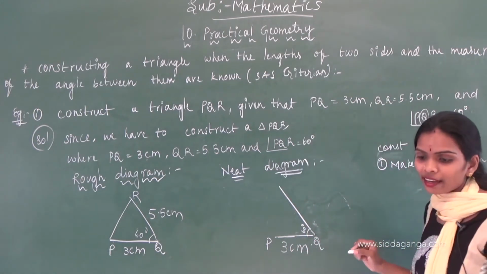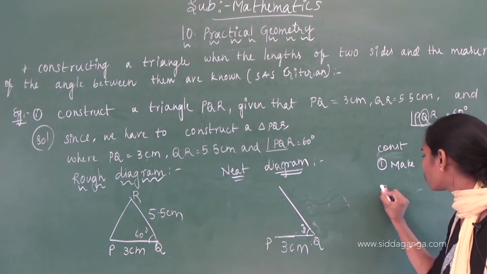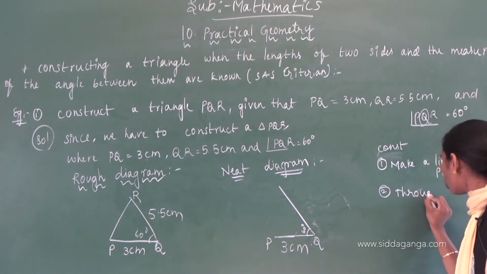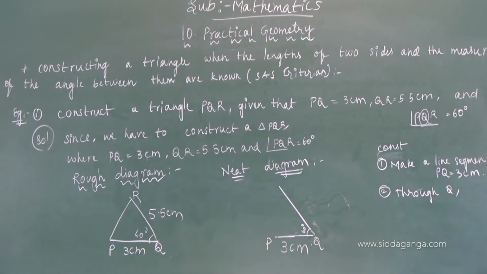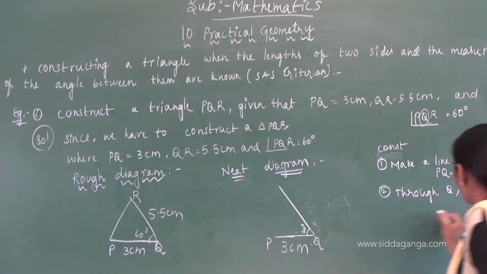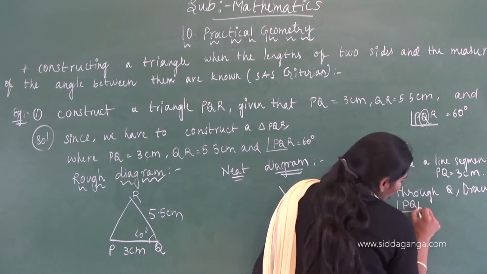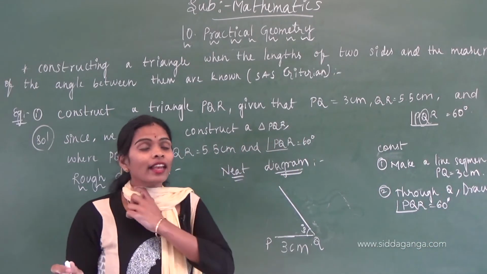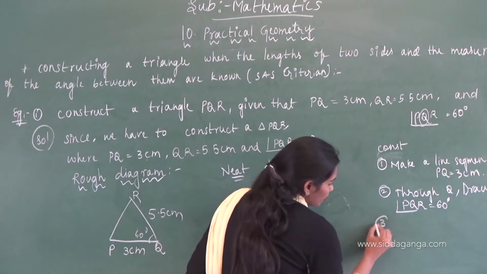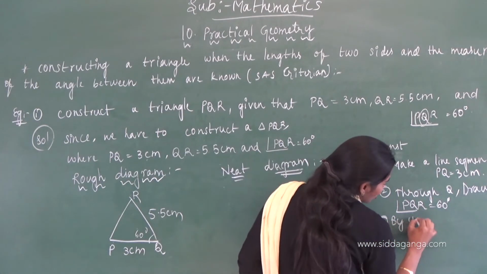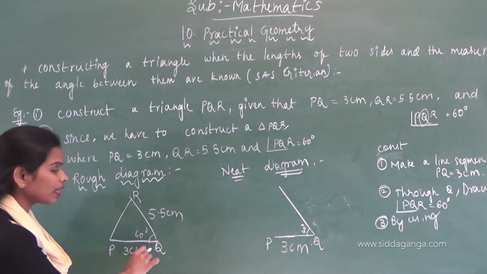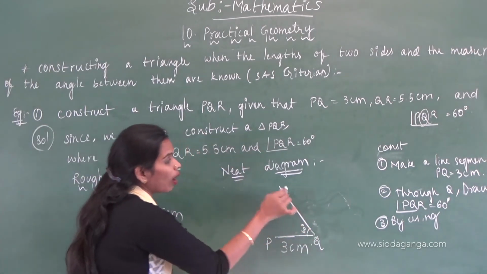60 degrees. And then here you have to write: through point Q, draw angle PQR equals 60 degrees. And then by using PQ we did 3 centimeters, and then QR they are giving.